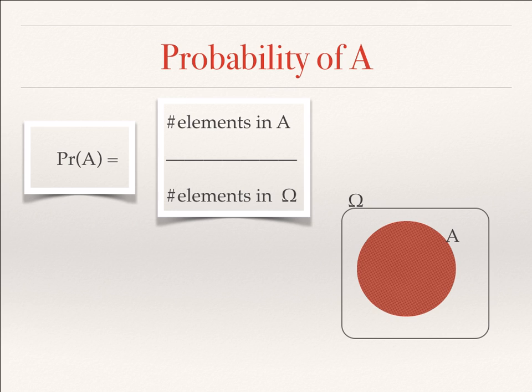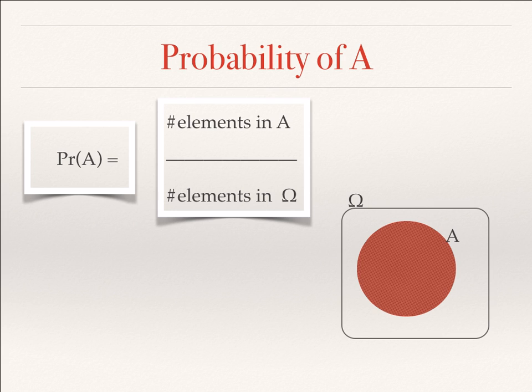Just to refresh your memory, if you want to calculate the probability of a generic event A, one way to go about it is to simply count the number of elements in A and divide this by the number of elements in your sample space omega, and this would give you the probability of A.